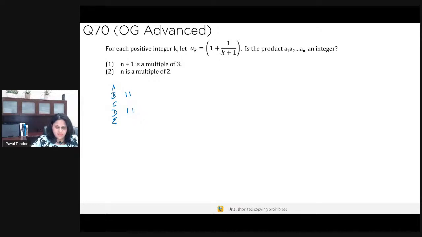Now, what's given to us over here? For each positive integer k, let ak be equal to 1 plus 1 over k plus 1, and the product a1, a2, so on till an is an integer. Shardul is also saying B over here. Before I go into the solution, I'm getting some more responses here. Begum D, Learn D, Asim B.